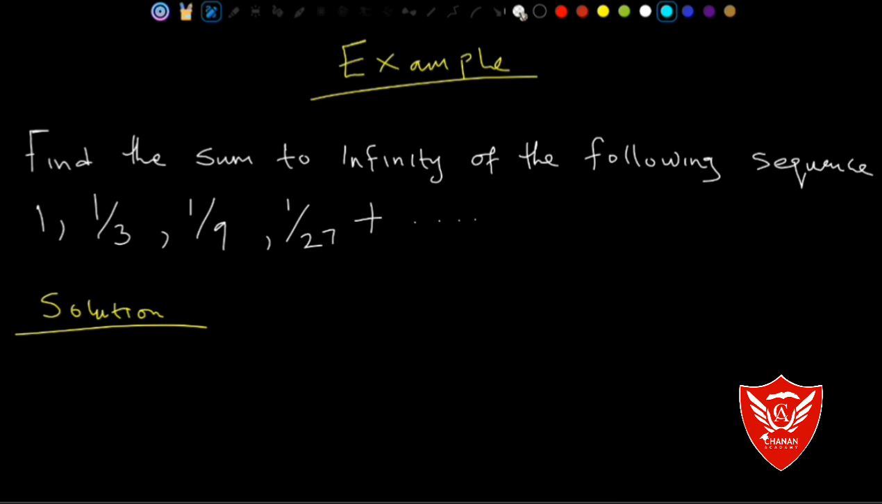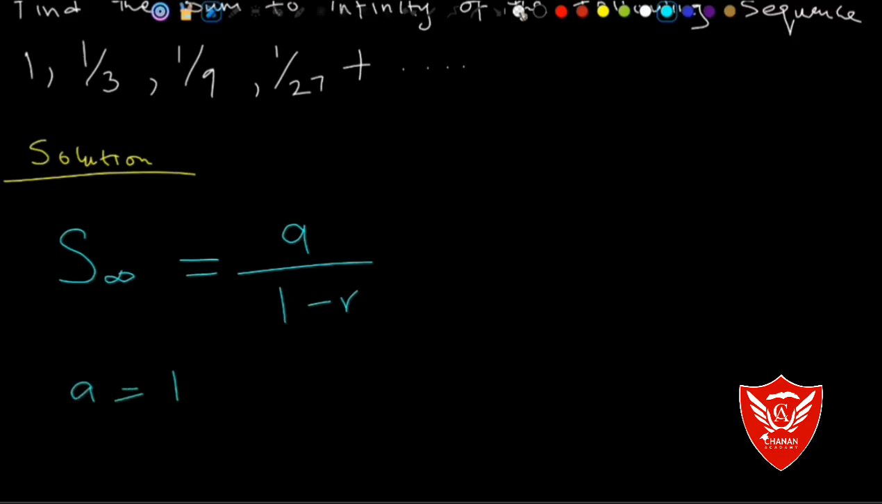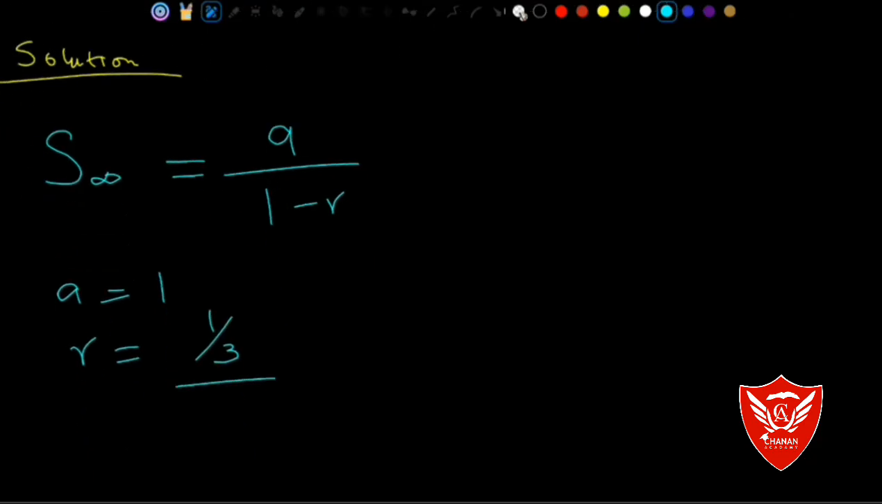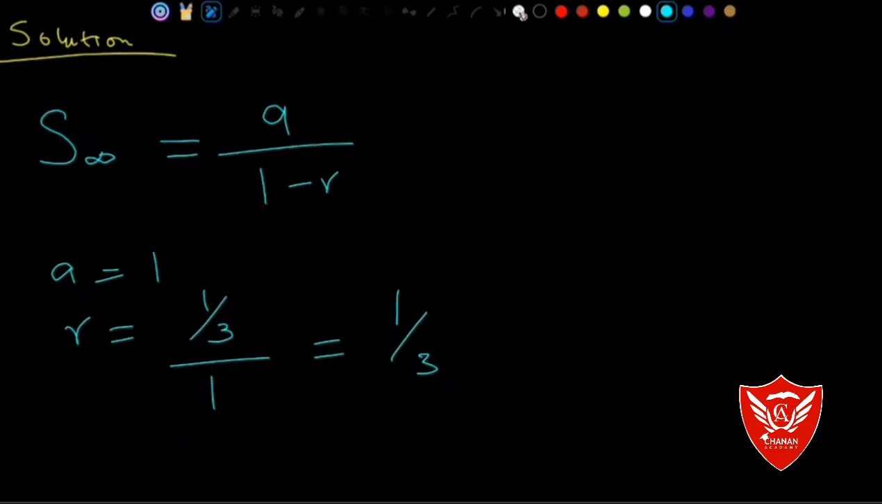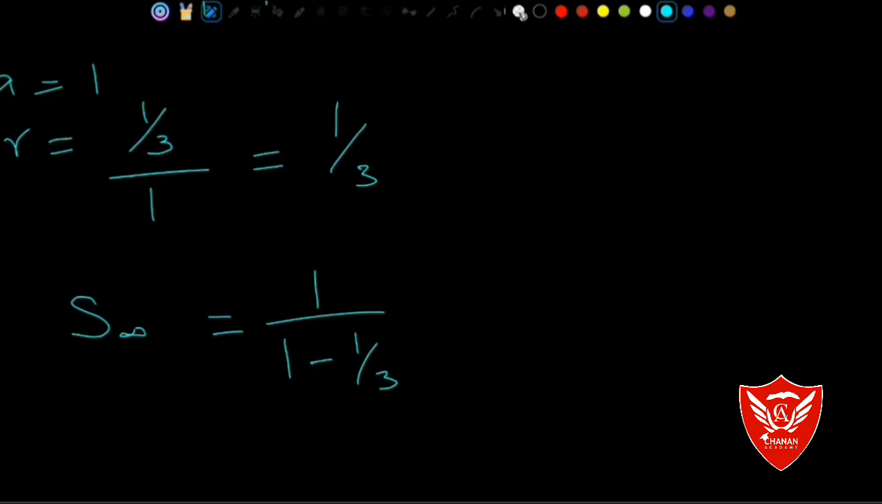Alright, so we're asked to find the sum to infinity of this sequence. We know already that the formula gives us the sum to infinity is equal to a over 1 minus r. So our a, which is the first term, is 1. And our common ratio r is going to be the second term divided by the first term. So the second term is 1 over 3 divided by 1, which is the same thing as 1 over 3. So that's the common ratio. Therefore the sum to infinity is going to be equal to 1 over 1 minus 1 over 3, and this is going to be 1 over 2 over 3.